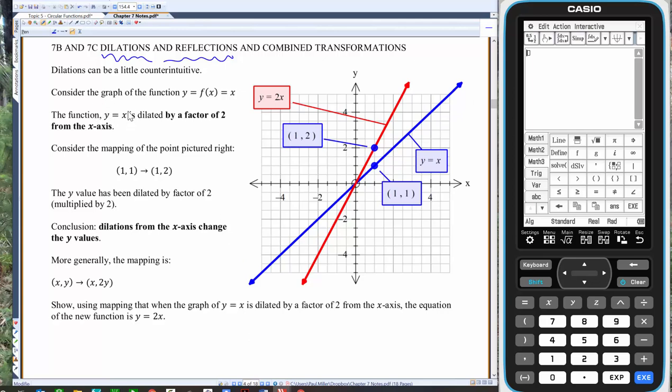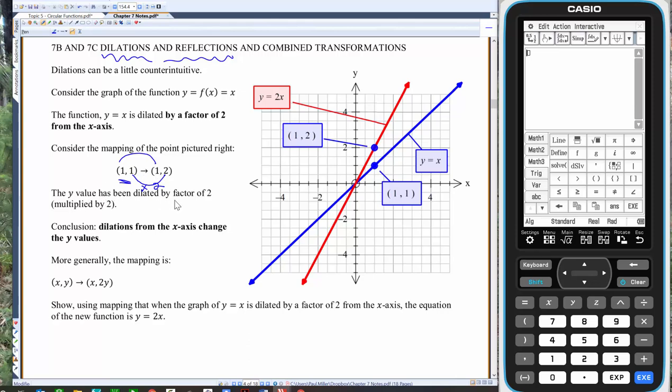And the function y equals x is dilated by a factor of 2 from the x-axis. Now what that does is form this new function, y equals 2x. Now, if we consider the mapping here, here's a point on the original function, and that point is (1, 1). And what happens after we do the transformation, the dilation by factor 2 from the x-axis, is the point becomes (1, 2). Now notice here that the x value stays exactly the same, and the y value is the one that gets multiplied by 2 or dilated by a factor of 2.